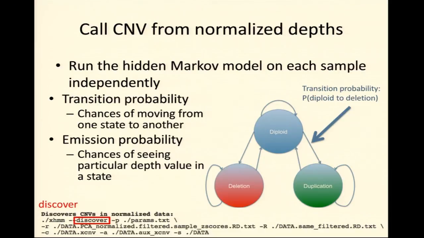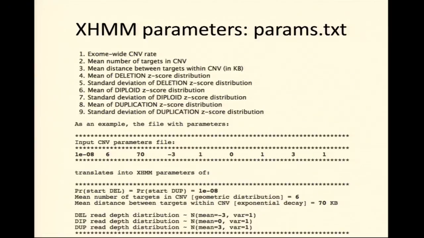Now in the next step, we run the discover command, and that's what's calling the CNVs. It's running the HMM to call CNVs from the normalized depths, and this is again the schematic of the HMM that we're using, and there are only 3 states: the deletion state or duplication state, and those are CNVs, or the diploid state. And in HMMs in general, right, there's a transition probability and an emission probability, and the transition probability tells you what are the chances of jumping from diploid to duplication, etc. And those are parameters that go into the HMM, and that's in the params.txt file. And there are certain defaults there, but you might need to change those.